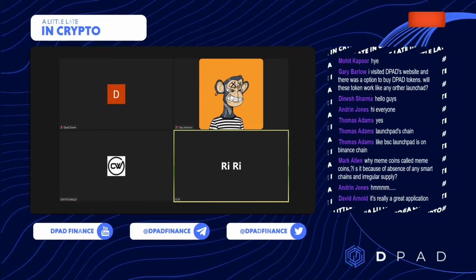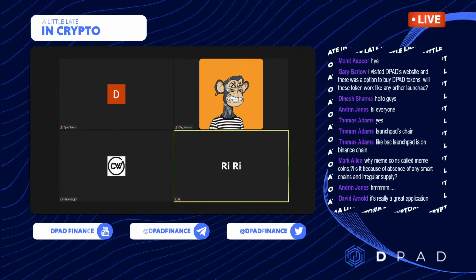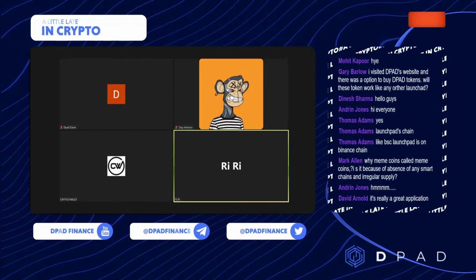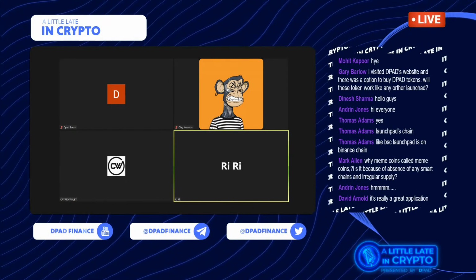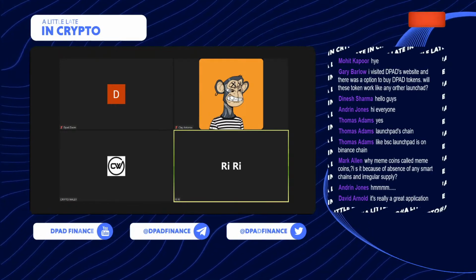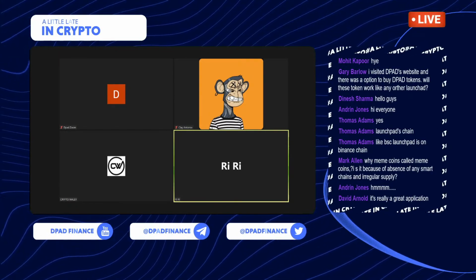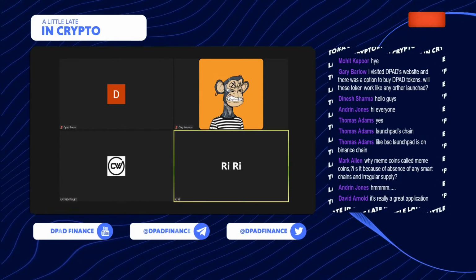I've got an interesting question from the audience. Why are meme coins called meme coins? Is it because of the absence of any smart chains and irregular supply? Does anybody have any comments on why meme coins are called meme coins? We can clear that up.